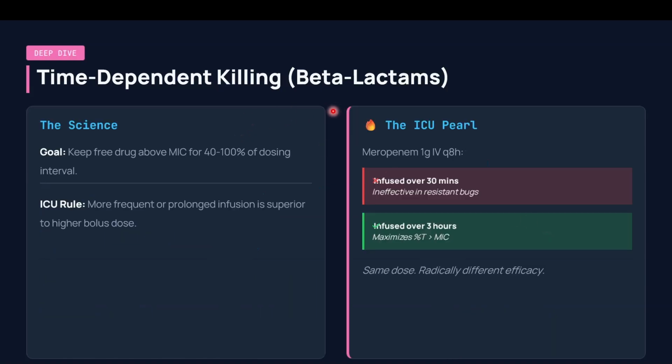Time dependent killing for beta-lactams: they keep the free drug above minimum inhibitory concentration for 40 to 100% of the dosing interval. So more frequent or more prolonged infusion is superior to higher bolus doses. So this is the basic prime concept that you must know.